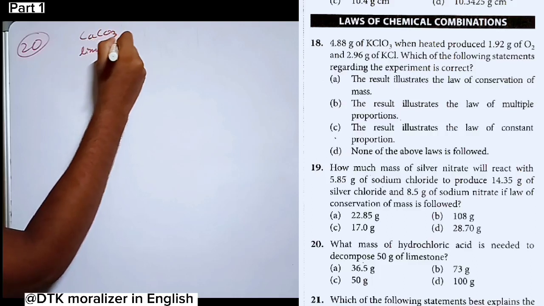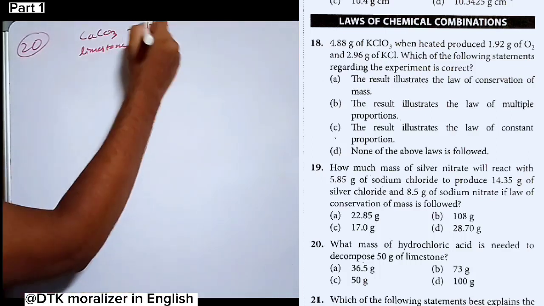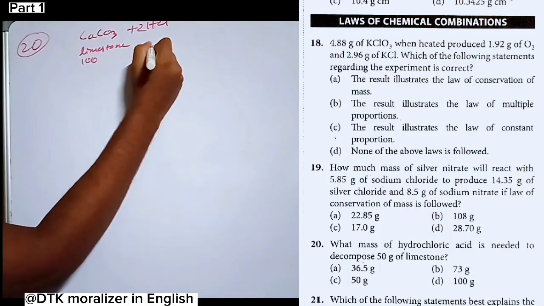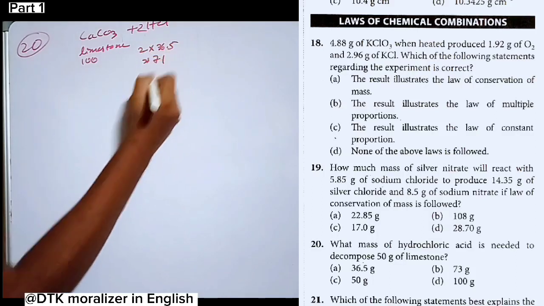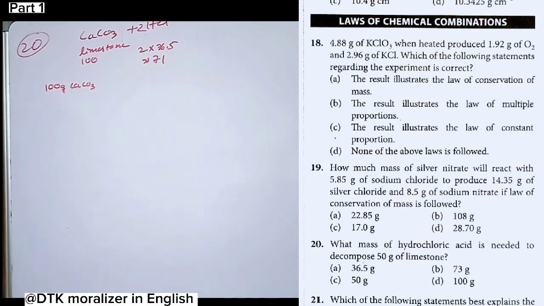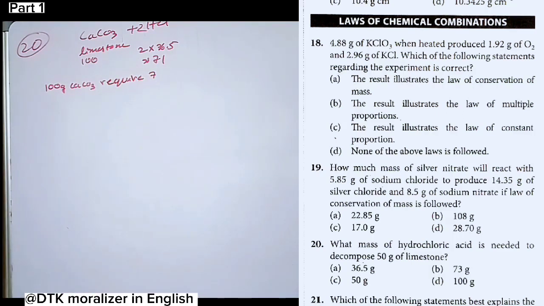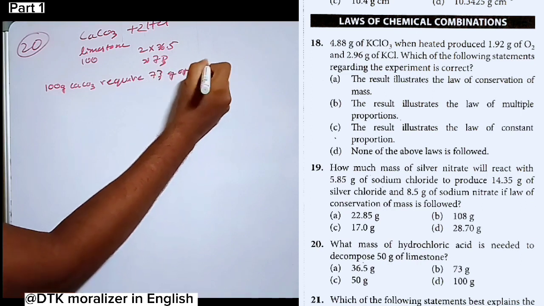Now question number 20. What mass of hydrochloric acid is needed to decompose 50 grams of limestone? First, we have to write the equation: calcium carbonate plus HCl. Here, the molecular weight of calcium carbonate is 100 and for HCl it is 71. 100 grams of calcium carbonate requires 71 grams of HCl.